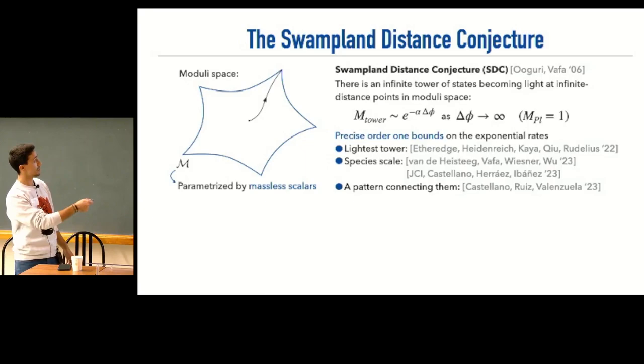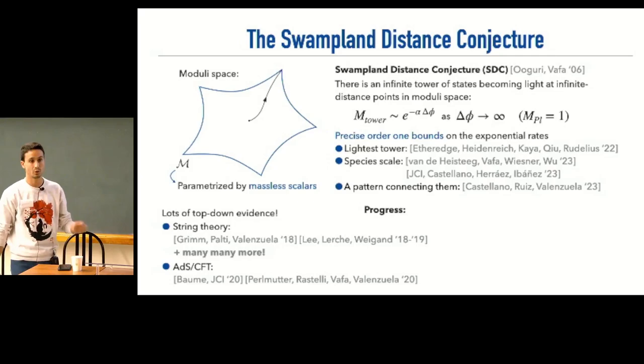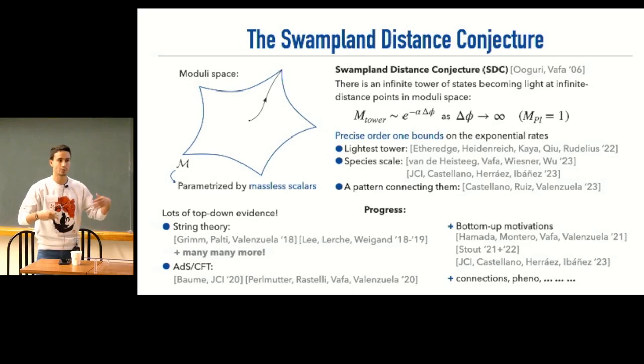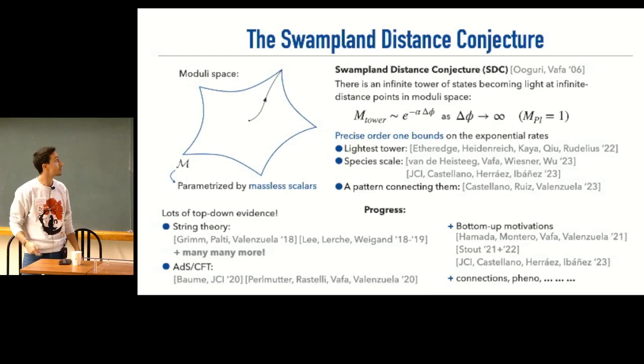We have a lot of top-down evidence from string theory. I can simply not cite all of the papers, so let me just put a few of them. Also in AdS/CFT, which is what I'm going to focus on. We have some proposals for bottom-up motivations, why this should be true, based on first principles. And there are connections to other conjectures. We have phenomenological implications. There is a lot of work on this conjecture, so it's something to care about. So as I was saying, I'm going to focus on the AdS/CFT side of the story.